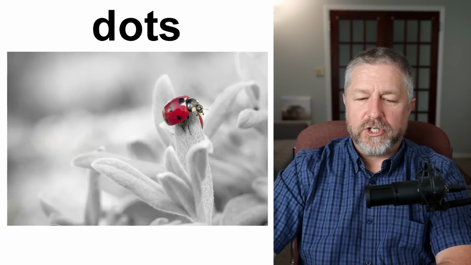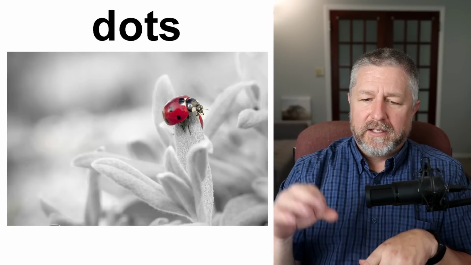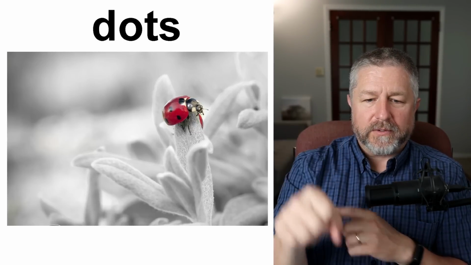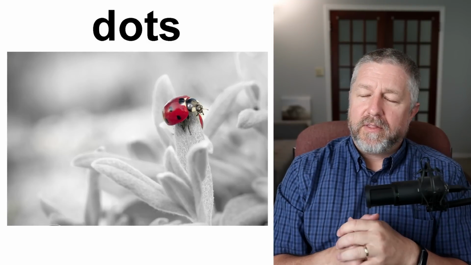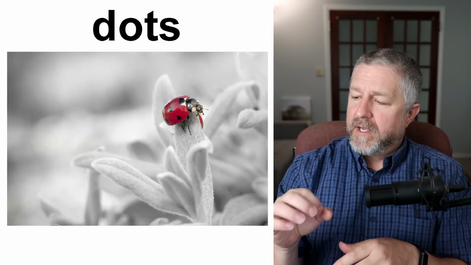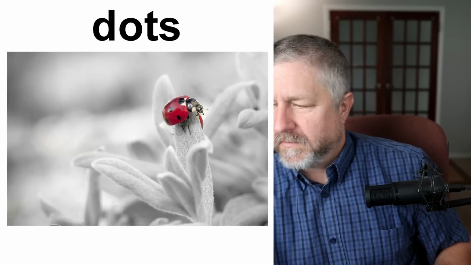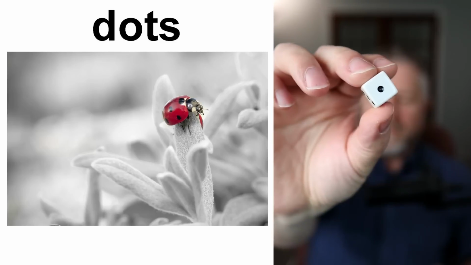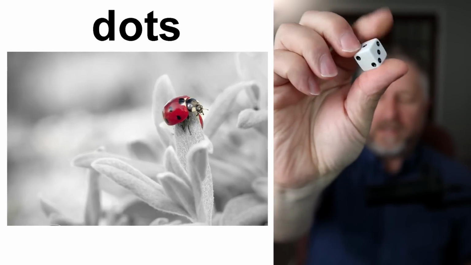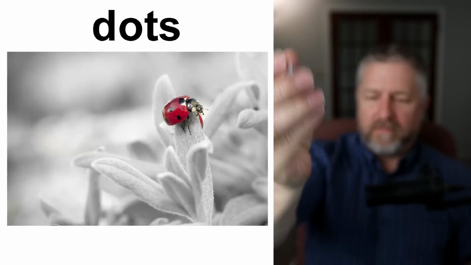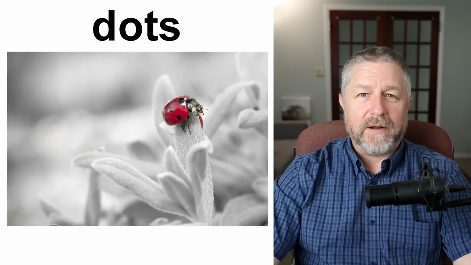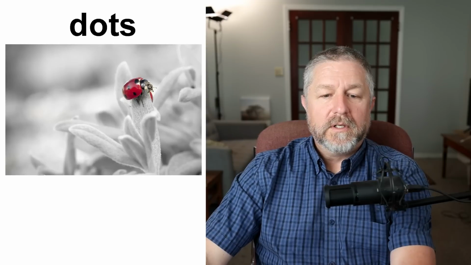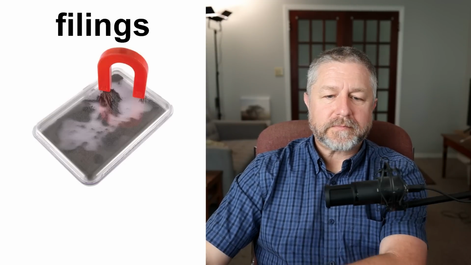Dots. So dots is a general term to refer to anything that's tiny and usually round. This ladybug has dots on its back. I'm trying to think of another thing that has dots on it. Oh, if you have dice. I actually got some out just for this. So this dice has dots on it. So you see the little round things on it. If I roll this, it will come up with a number. You will count the dots, and that's how you know what number you rolled.